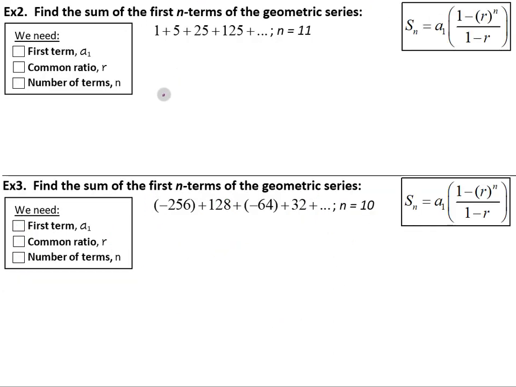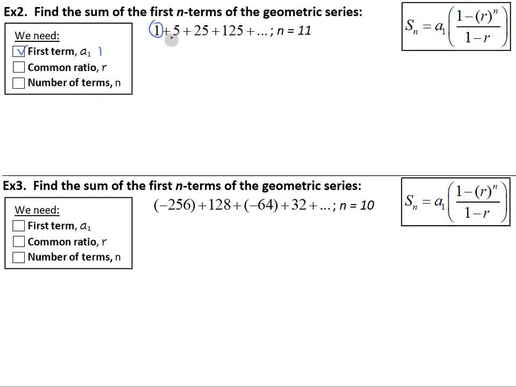Okay, so we've got a few more examples, just 2 more here, and I've just copied the formula over and our checklist over. Otherwise, there's not much new stuff to write down here. Okay, so let's go through to find the sum of the first n terms of the geometric series. So they told me it's geometric, we don't have to check, but let's go through and see if we have all that we need. We need the first term. Check, our first term happens to be 1.